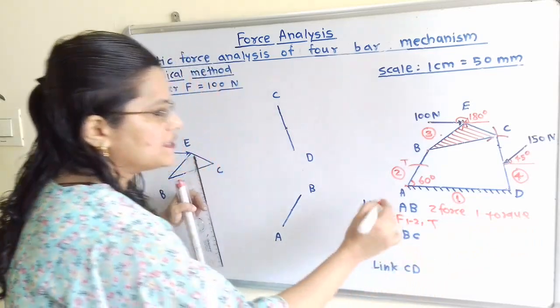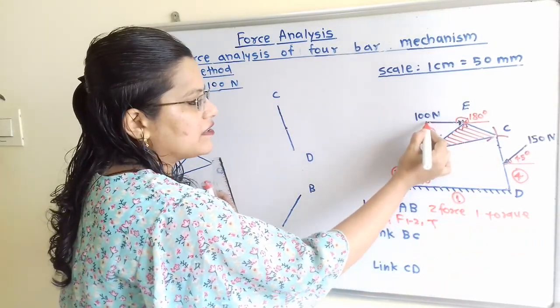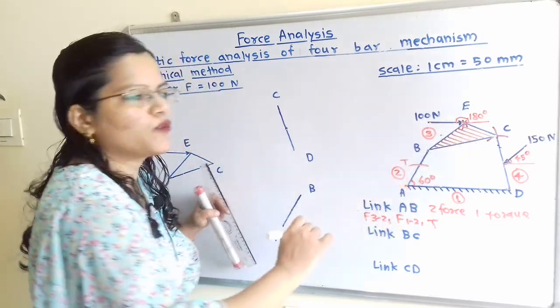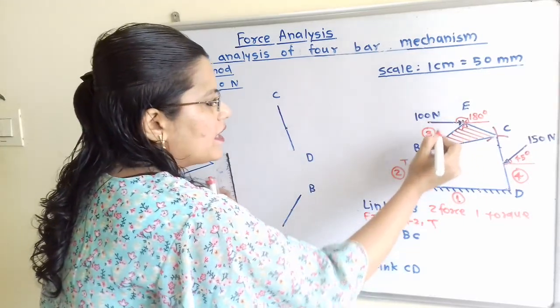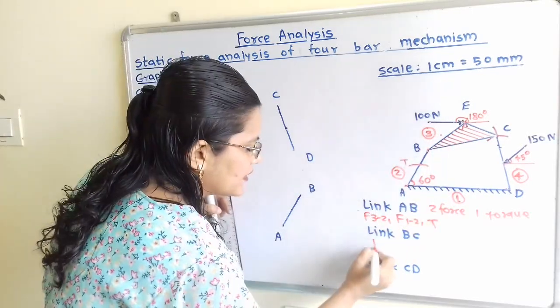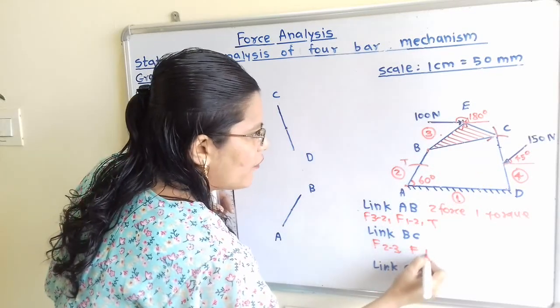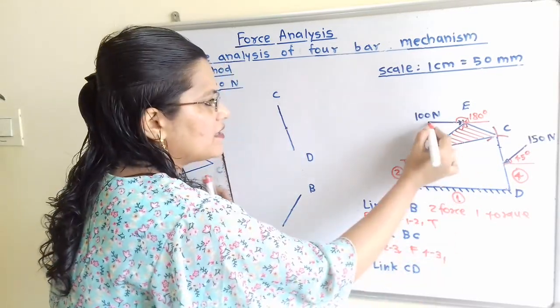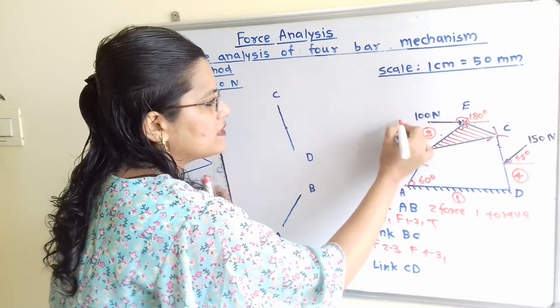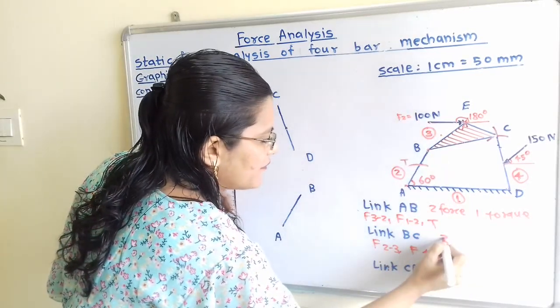So we can say that this is a 2 force and 1 torque member. Now link BC. If we observe this third link, we have to consider this 100 Newton at this point E. So here through this point B, force acting f of 2 to 3. Through this point C, force is f of 4 to 3, and there is force F2. So I will say that F2 is equal to 100 Newton. So this is a 3 force member.